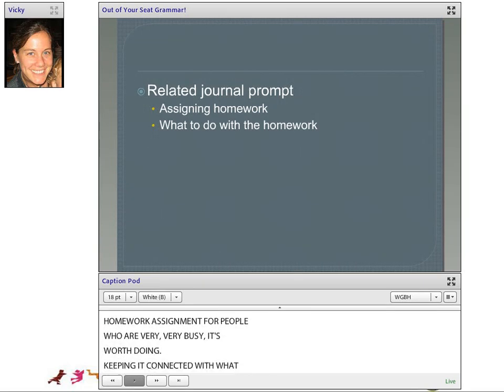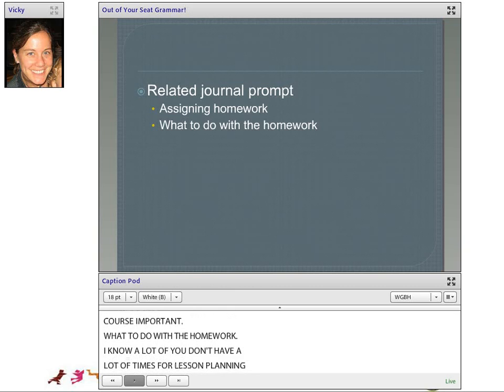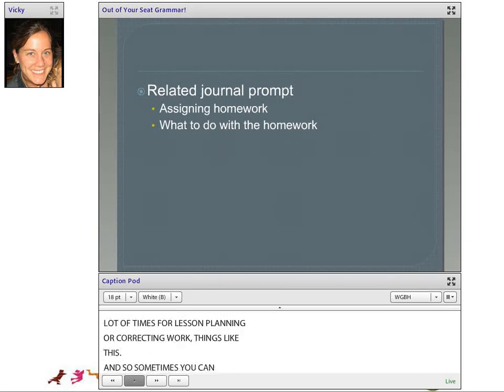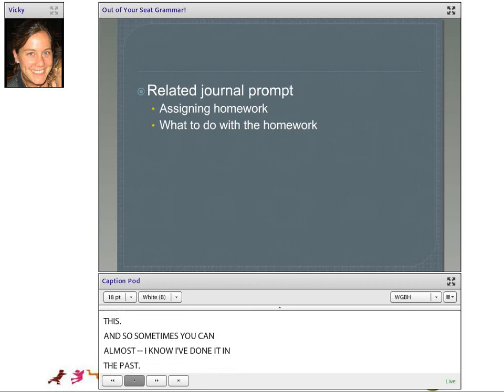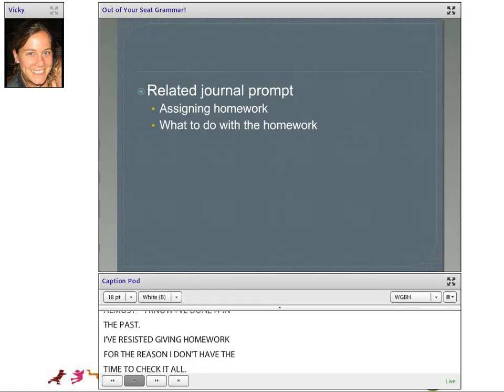What to do with the homework? I know a lot of you don't have a lot of time for lesson planning or correcting work, things like this. I know that I've resisted giving homework in the past simply because I don't have the time to check it all. And you don't want to be creating more work for yourself if you simply don't have it.